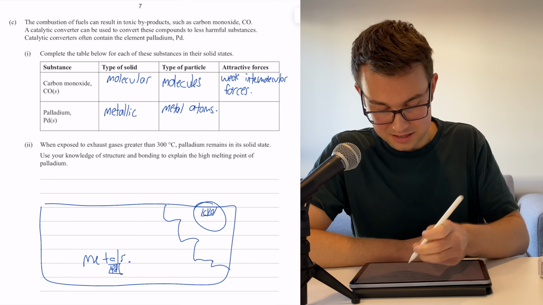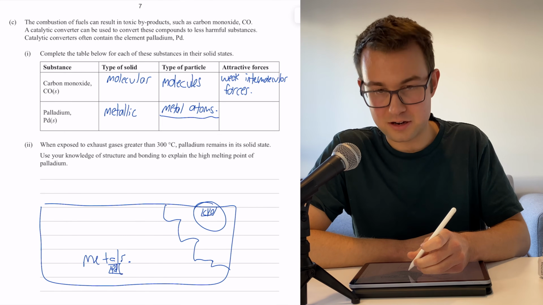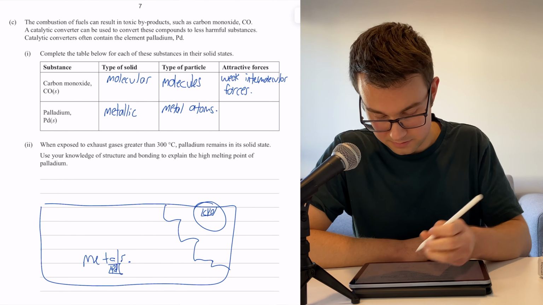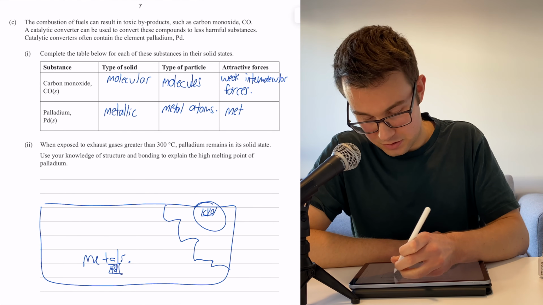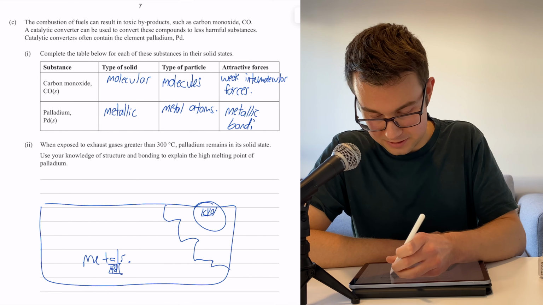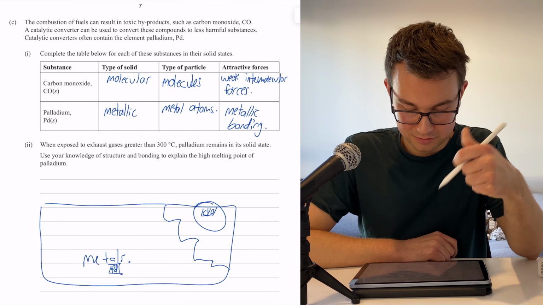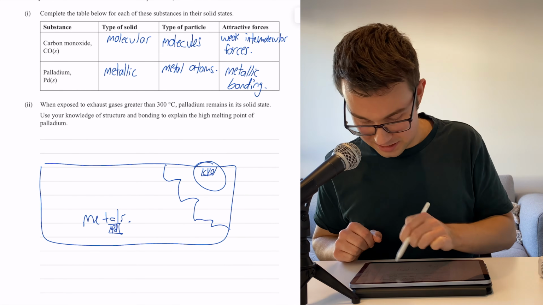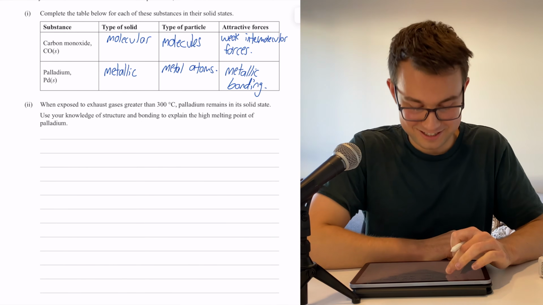You could also say metal cations in a sea of delocalized electrons. You could say that, but metal atoms are fine as well. What are the forces holding it together? Metallic bonding. It's just silly. You're repeating yourself. And what is this teaching you? Okay, I'll leave the table alone. We're done with the table now. Table complete. Let's actually answer the question and learn some chemistry.